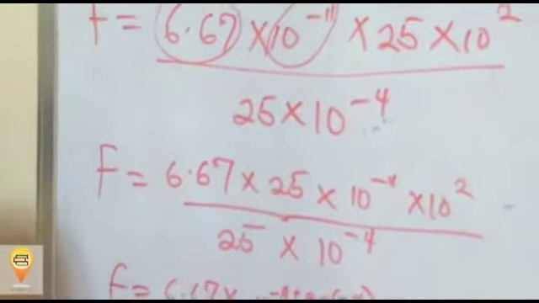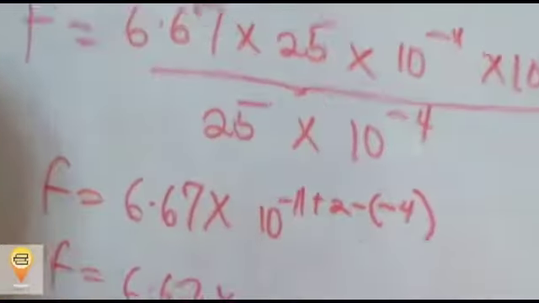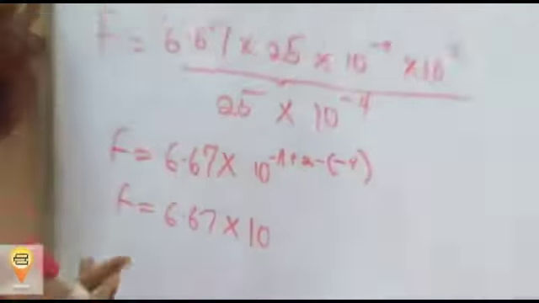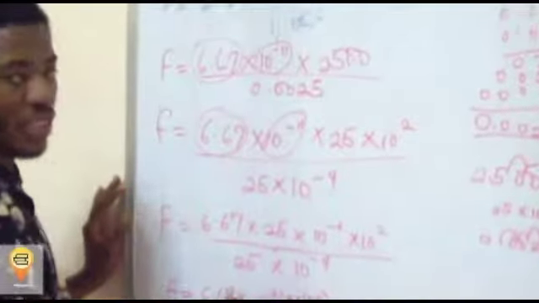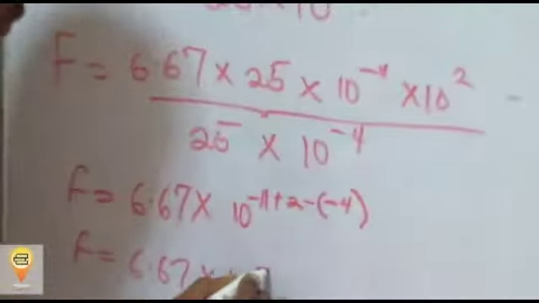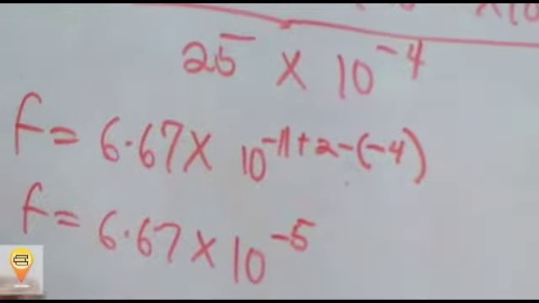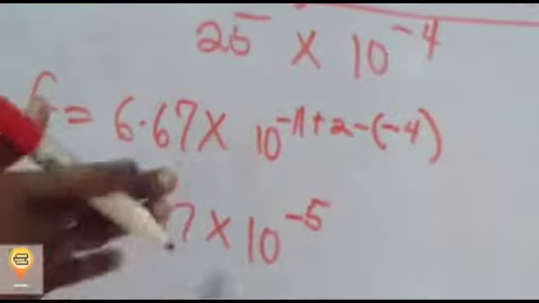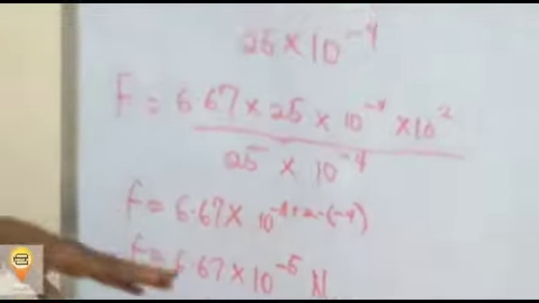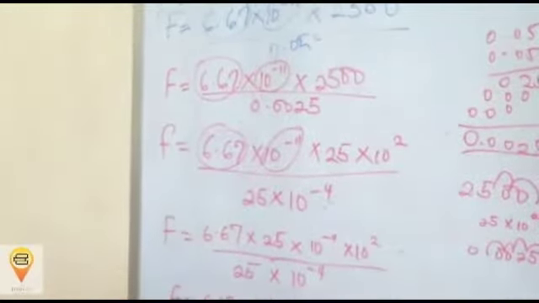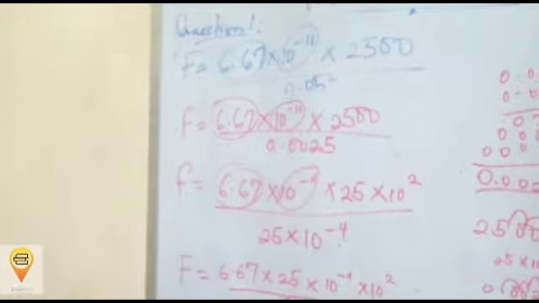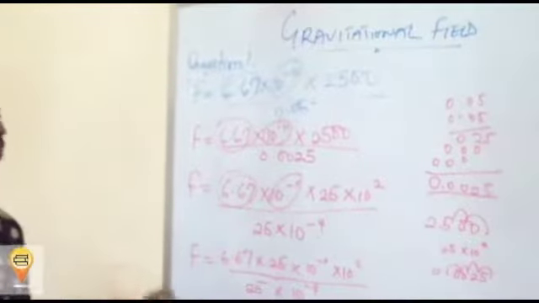So this becomes 6.67 times 10 raised to the power, now minus 11 plus 2 gives us minus 9. Minus multiplied by minus gives us plus. Now, minus 9 plus 4 gives us minus 5. So our force of gravity is 6.67 multiplied by 10 raised to the power minus 5 Newton. Don't forget your units. Without the units, it is just a figure. With the Newton units, it becomes a force. Now, we've calculated the force of gravity for the question.